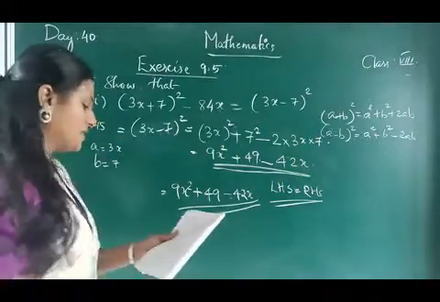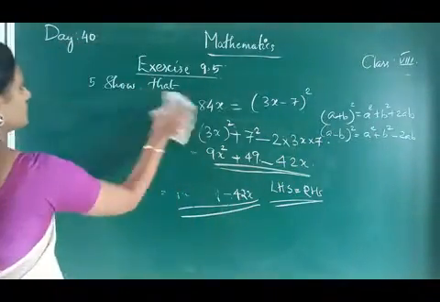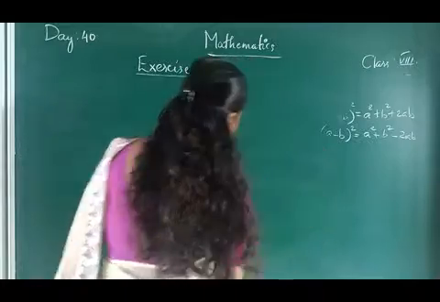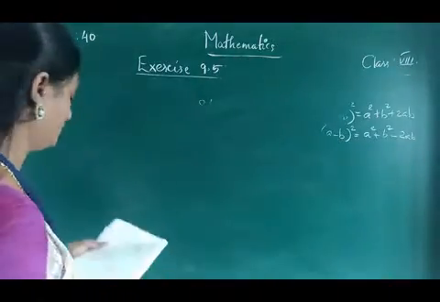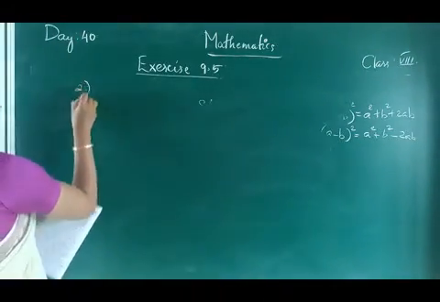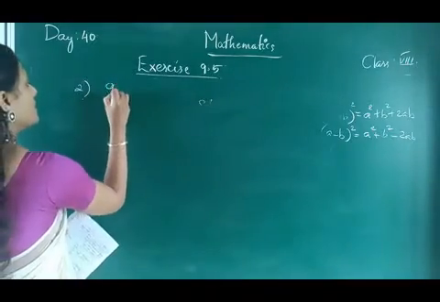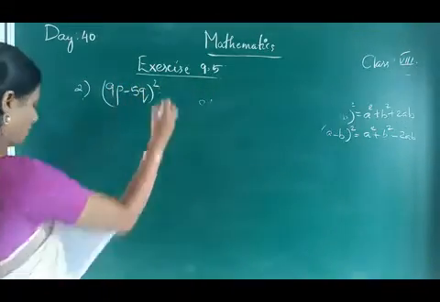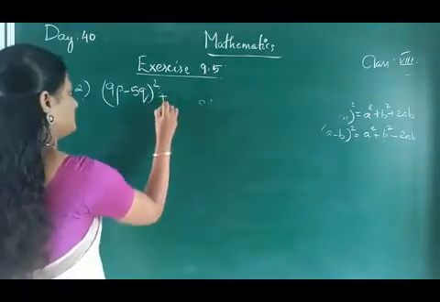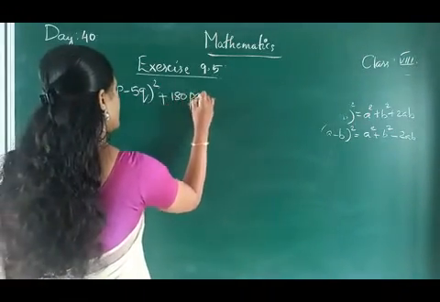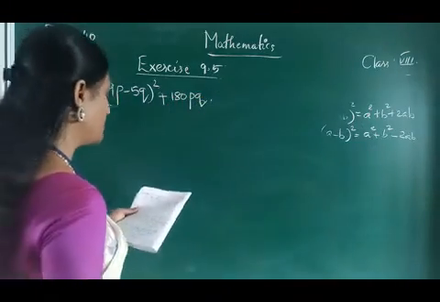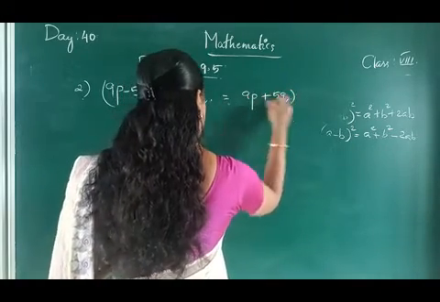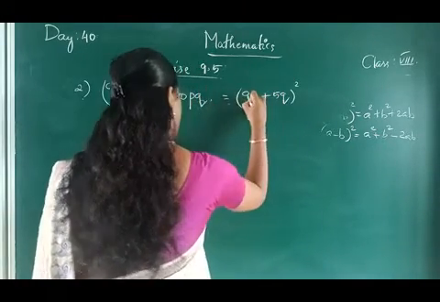Okay, one more question, same section, the second question. That is (9p minus 5q) the whole square plus 180pq is equal to (9p plus 5q) the whole square.